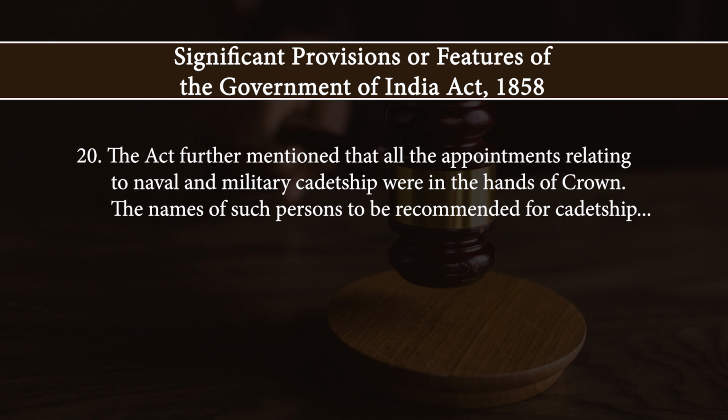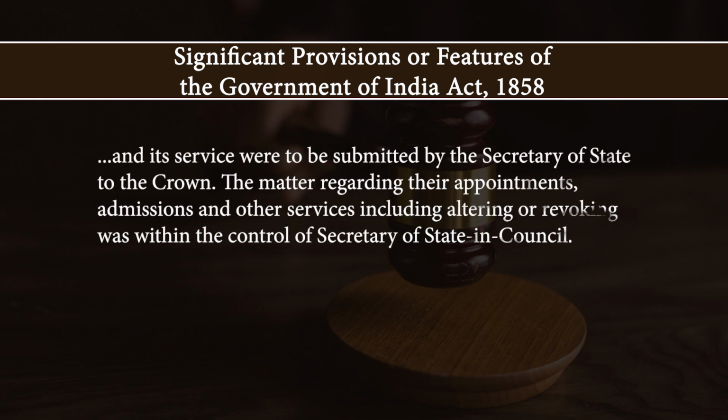Another very important feature was that the Act further mentioned that all the appointments relating to naval and military cadetship were in the hands of the Crown. The names of such persons to be recommended for cadetship and its service were to be submitted by the Secretary of State to the Crown. The matter regarding their appointments, admissions and other services, including altering or revoking, was within the control of the Secretary of State and Council.